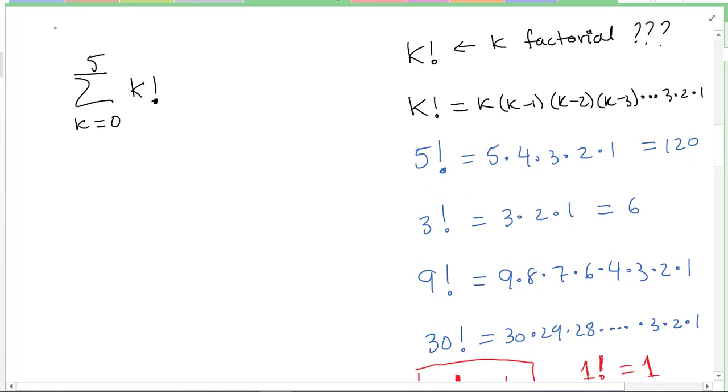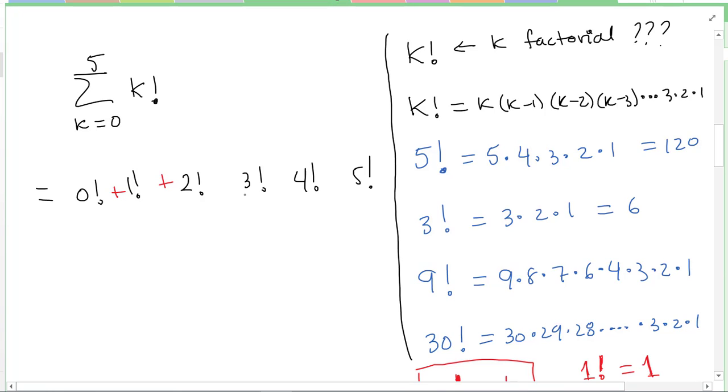And so back to this example. If I want to do this summation, I'm going to write it down here. So it'll be 0 factorial. Remember, the sigma means summation, so that means we're going to add them, plus 1 factorial, plus 2 factorial, and so on. 3 factorial, 4 factorial, 5 factorial, and I stop there because it tells me to go just to 5. And I'm adding them. And then just do the factorials out.